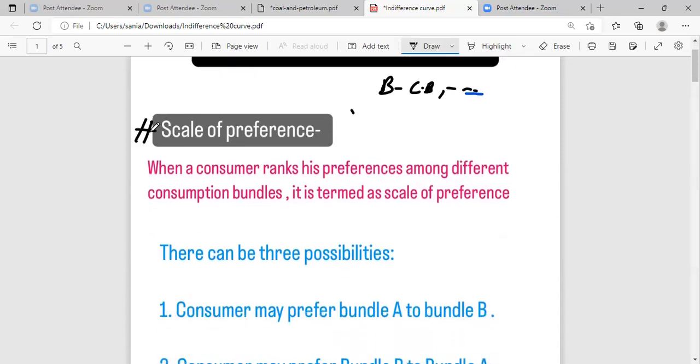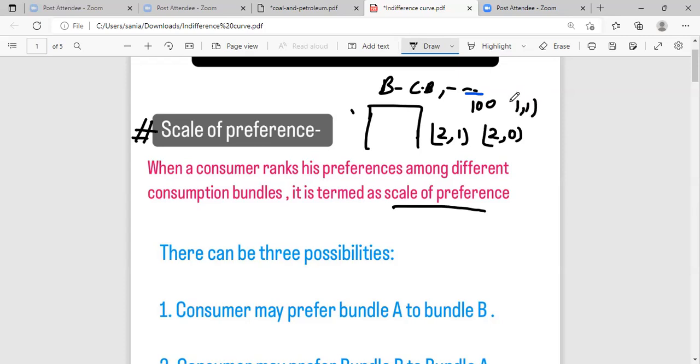Scale of preference is when a consumer ranks his preference amongst different consumption bundles, it is termed as scale of preference. For example, I went to a mall. There I had only 100 rupees. So I had a choice that I can purchase 2 chocolates and 1 dress, or I can purchase 2 dresses and 0 chocolates, or I can purchase 1 dress, 1 chocolate. So I have 3 bundles over here, right?